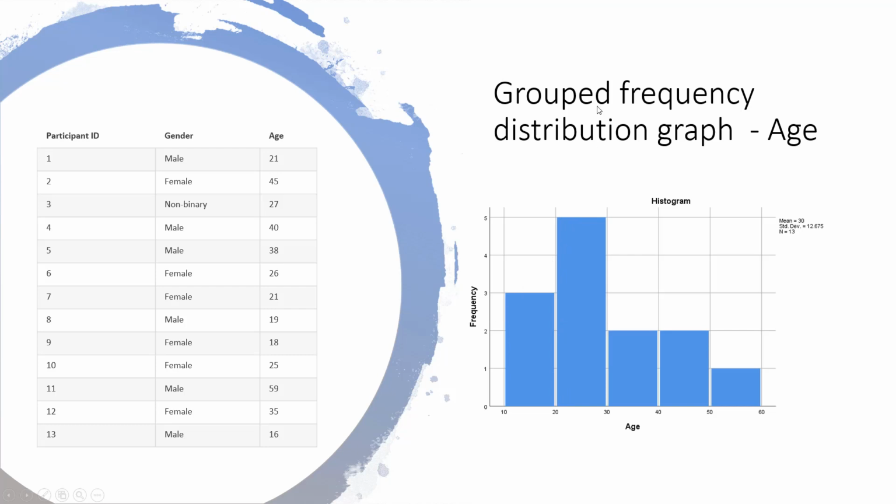So again, with a grouped frequency distribution, using a histogram, we're starting to get a feeling for the trend and the pattern, where the peak is, and where the lowest and highest scores might be. And if you'll notice on the right hand side, we've got some descriptive statistics. Now we're going to be looking at those next.